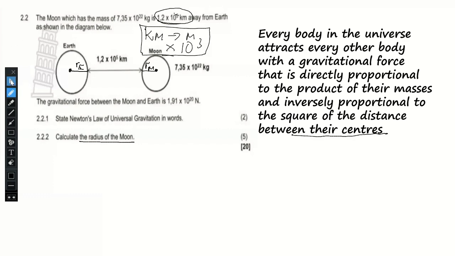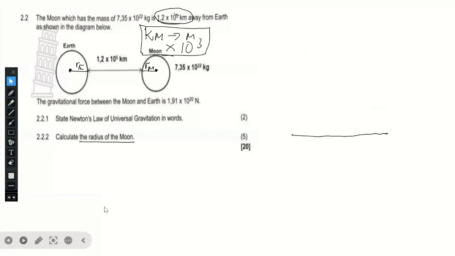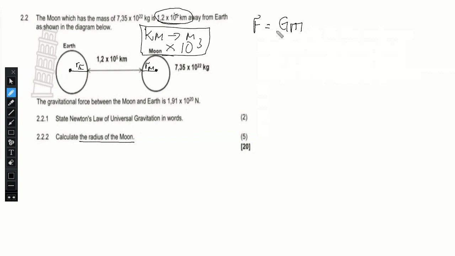Okay, so let's now get to the calculation and let me show you what I mean by that. So, okay, we have obviously our formula. So this is an interaction between two celestial bodies, the Earth and the Moon. So that means the formula that will have to work is F is equal to G M1 times M2 over R squared, right? Now the F here, that's the gravitational force between the Moon and the Earth, we are given as 1.91 times 10 to the exponent of 20. So we can just substitute it there.